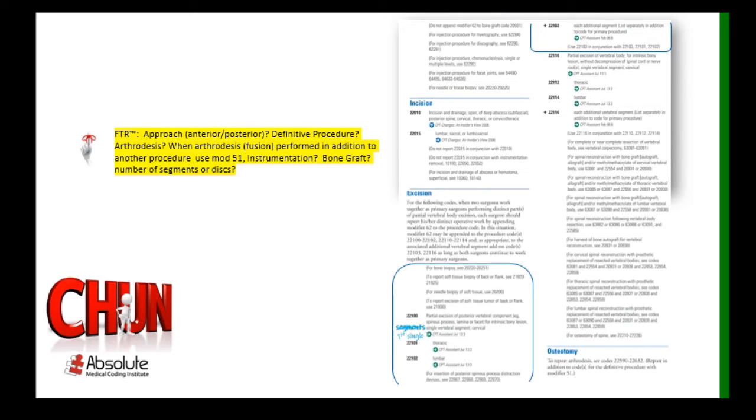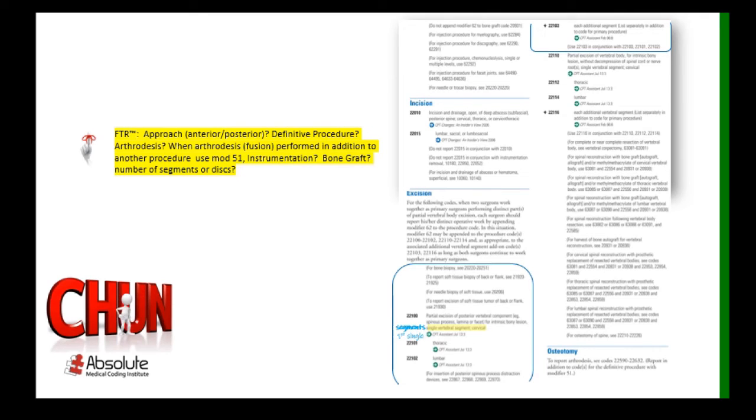Okay, so this is a look at my chart. If you look in the excision section, this is at code 22100. Just want to bring this to your attention. Some of the code language you'll see and why you need to pay attention. Partial excision of posterior vertebral component. Example, spinous process, lamina, or facet. For intrinsic bony lesion, single vertebral segment. So this is one segment, cervical.